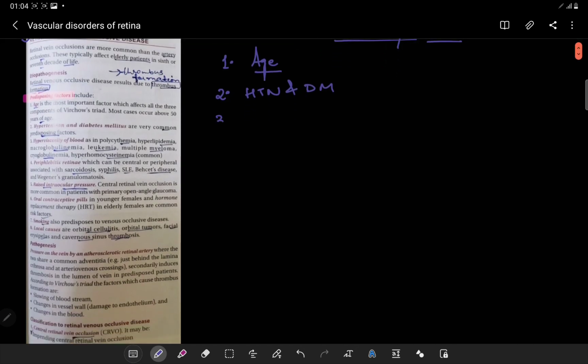Next, the third important factor is hyperviscosity of the blood. Hyperviscosity of the blood is another predisposing factor for retinal vein occlusions. It can be seen in polycythemia, hyperlipidemia, macroglobulinemia, leukemias, multiple myeloma, cryoglobulinemias, and hyperhomocysteinemia. In hyperhomocysteinemia, it is very common.